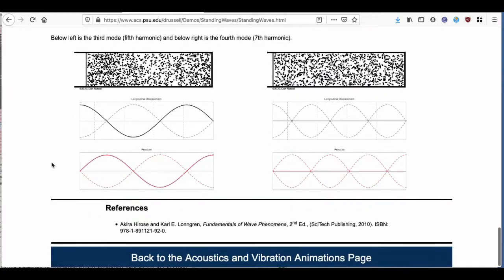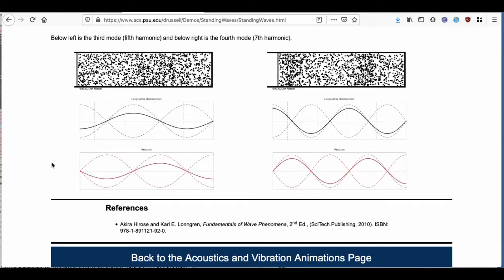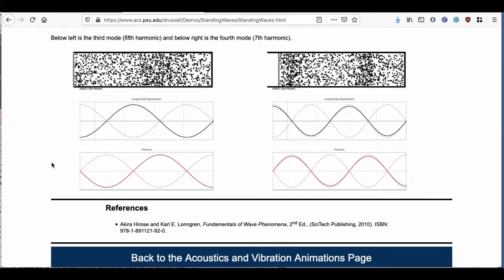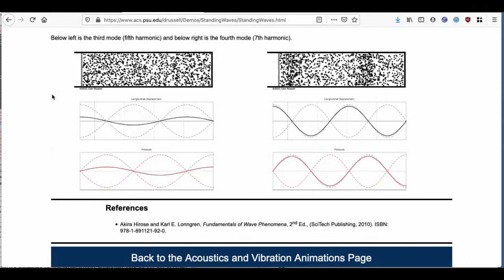and then three quarters of a wave fits in the top right case, and then as we go down, in this case, five quarters of a wave fit. And then in the bottom right case, seven quarters of a wave fit. And you can see the kind of cool pattern.